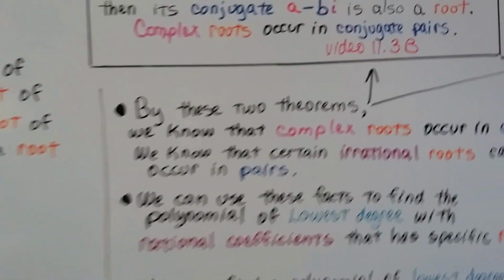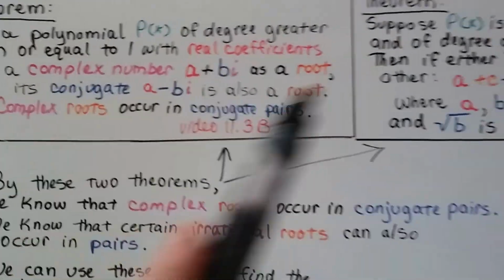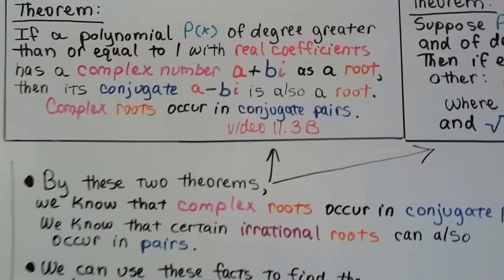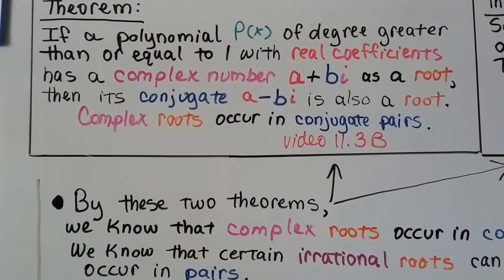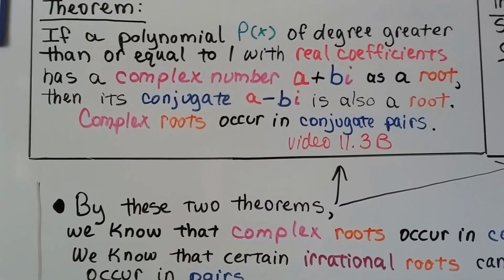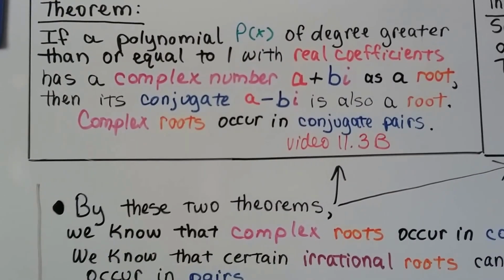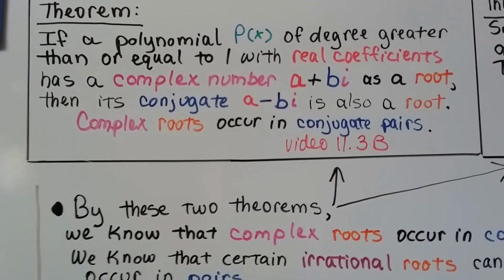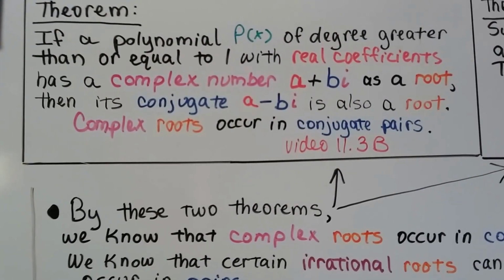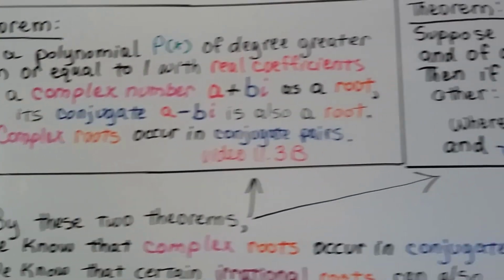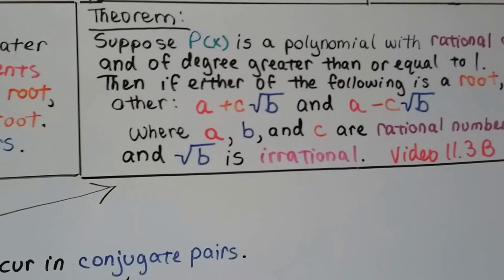Now, we had these two theorems in the previous video. If a polynomial p of x of degree greater than or equal to 1 with real coefficients has a complex number a plus bi as a root, then its conjugate, a minus bi, is also a root. That complex roots occur in conjugate pairs. So that was the first one we had from the last video. And here's that second one.